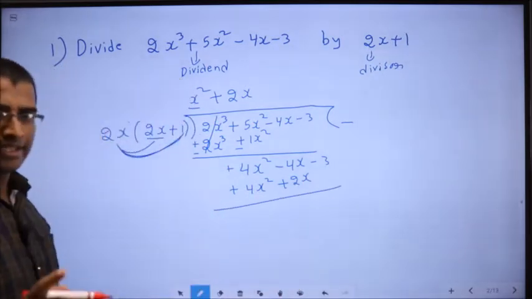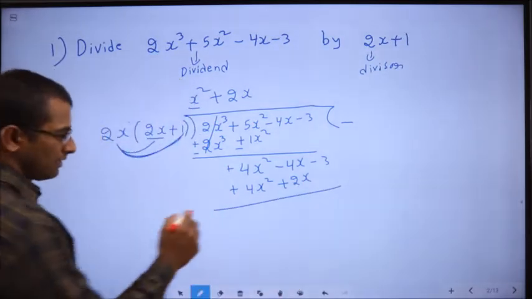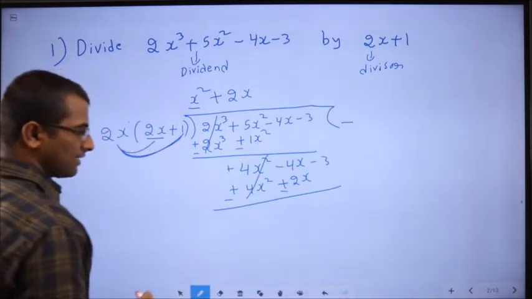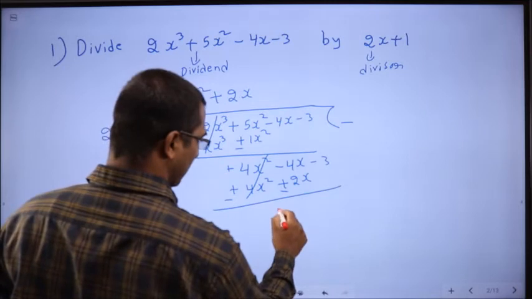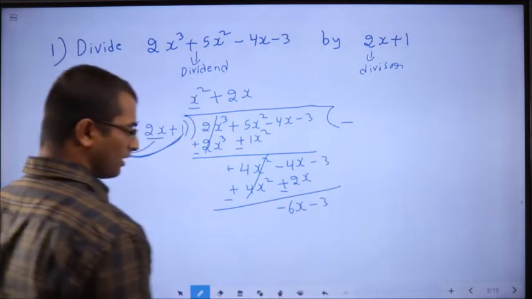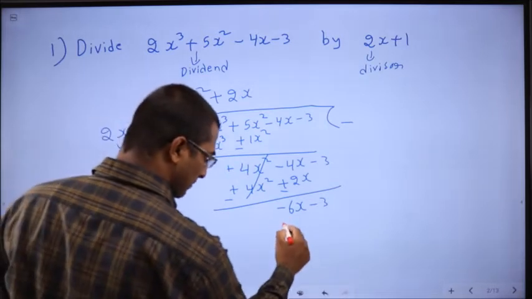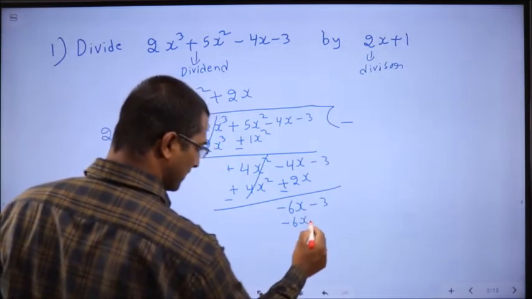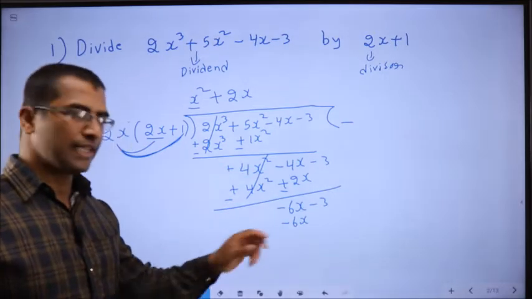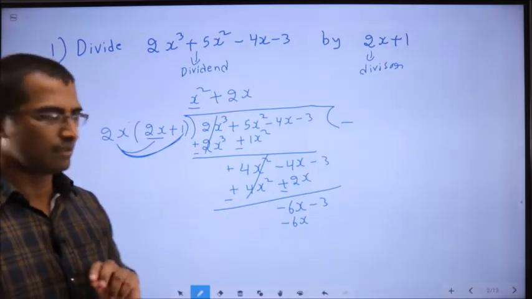Okay. Next, change the sign. So minus here, here plus minus, this gets cancelled. Minus 4x minus 2x will be minus 6x minus 3. Here I have minus 6x, below this also I should get minus 6x only. Whatever you have here, below that also you should get the same thing.